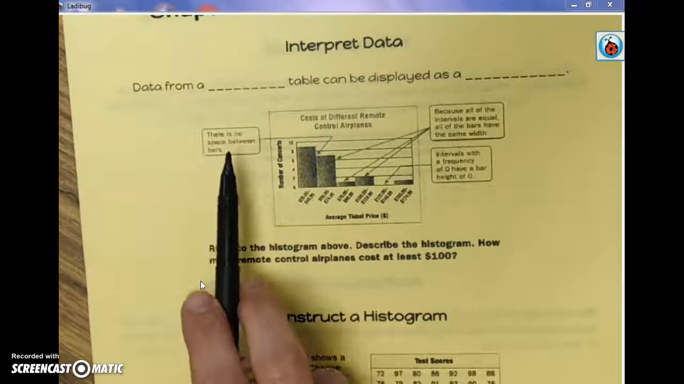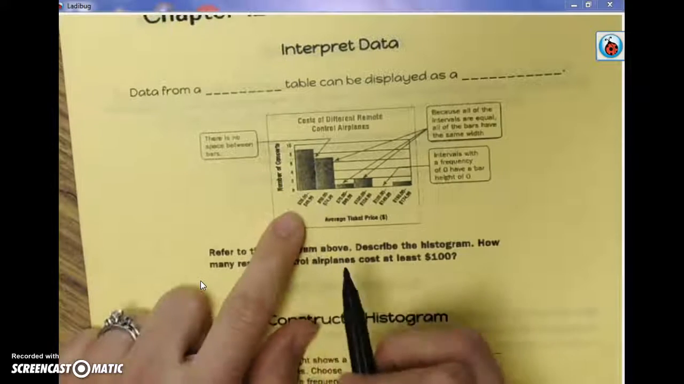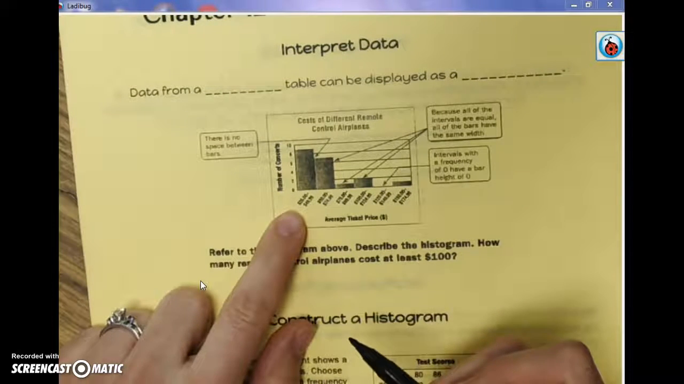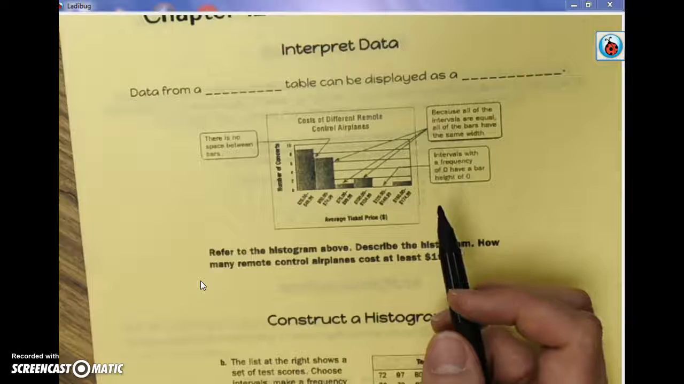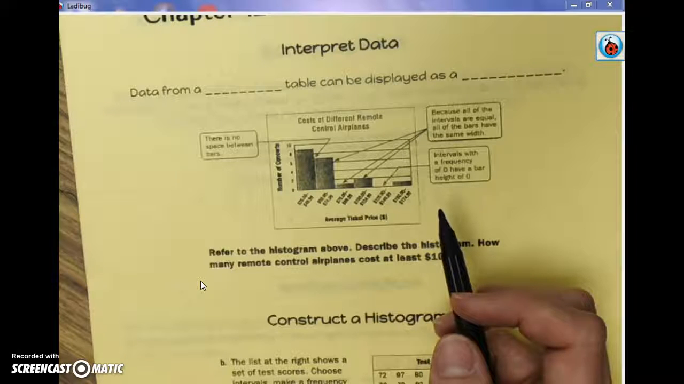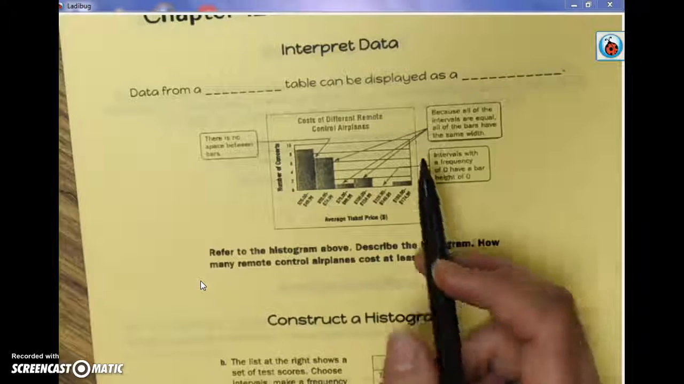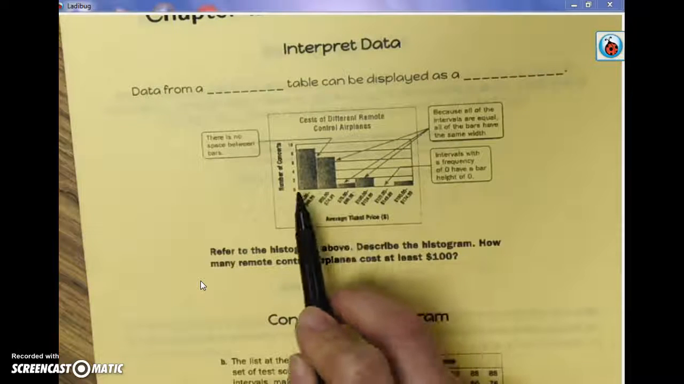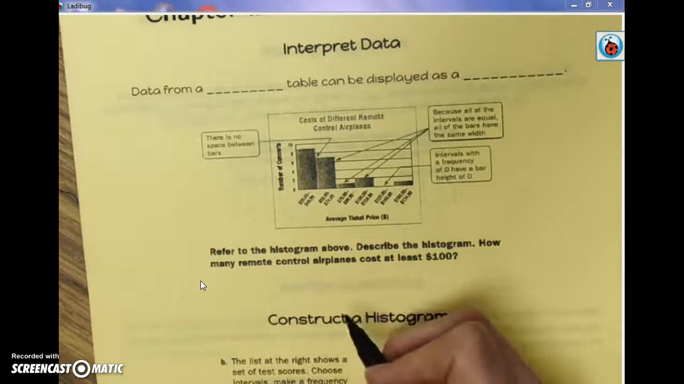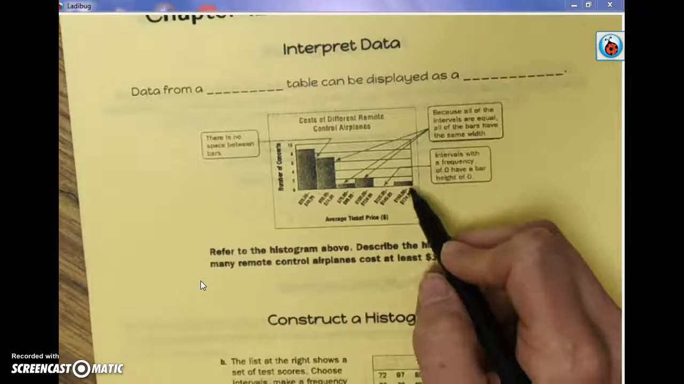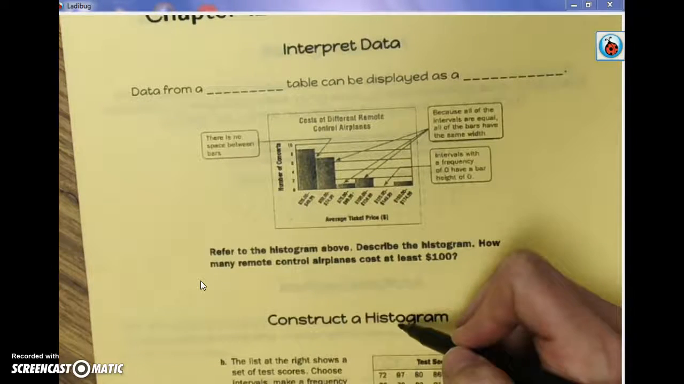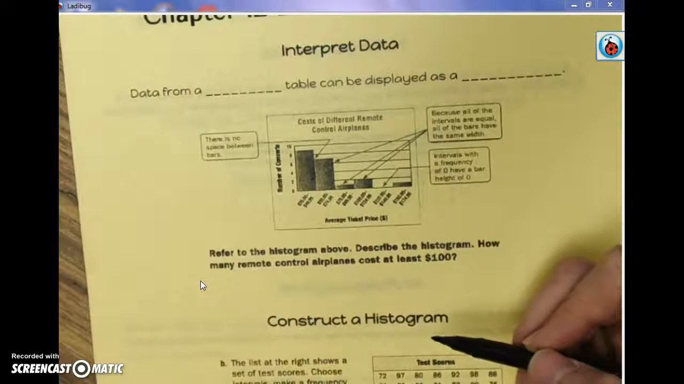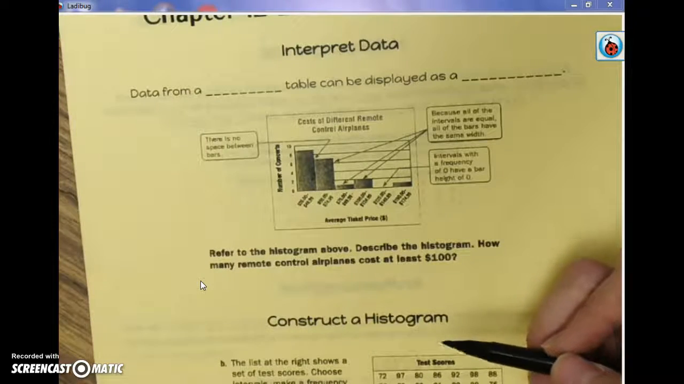Great. There are no spaces between the bars. If you look down here, there's intervals. You guys see that? The intervals have the same amount in each of them. And that's the way it has to be. Do you see how the bars are the same width? And that they go all the way across the bottom? You don't leave spaces at all, okay? So let's go ahead and fill this out and we'll get our notes together.